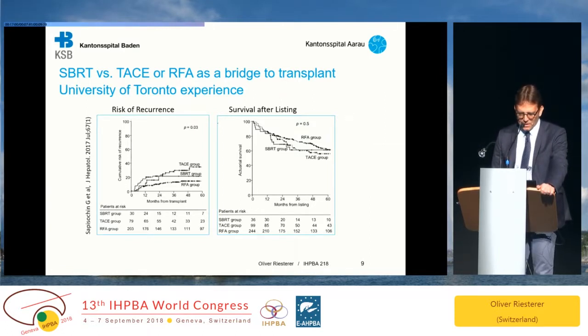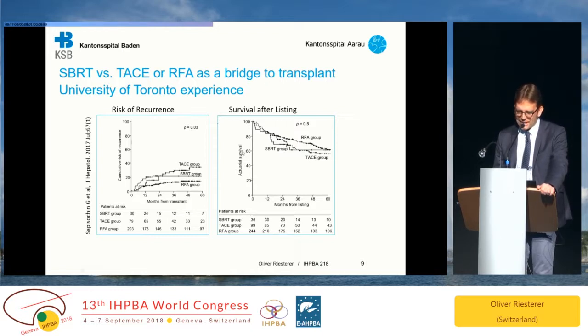So these are the results of this Toronto study. Risk of recurrence: I would say the recurrence was lowest in the RFA group. However, it was also the largest group with 200 patients. The risk of recurrence after SBRT and TACE was somewhat similar, about, I would say, 20 to 30%.